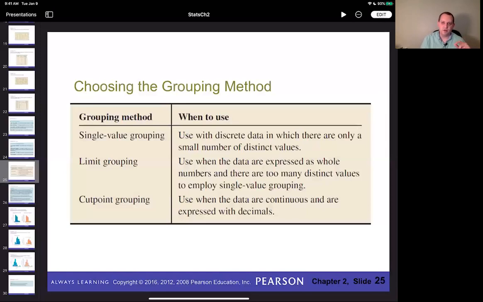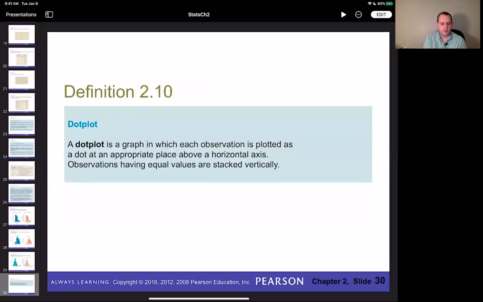So sometimes it's better to group data. Single value grouping is where you have a discrete variable, and each possibility of the discrete variable goes in its own category. Limit grouping is a type of cluster grouping where you have, say, your weight being 120 to 130, and then 130 to 140, and so on. Okay.